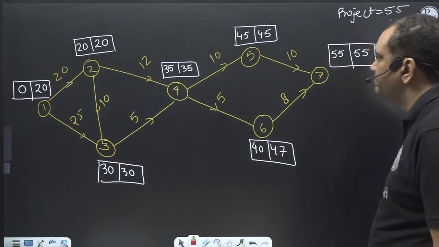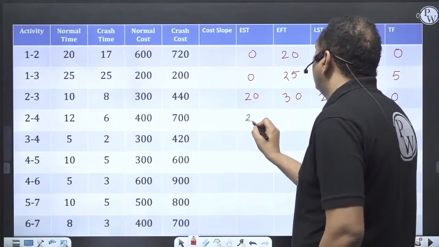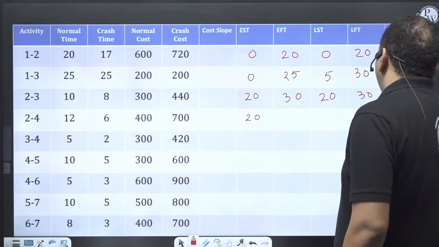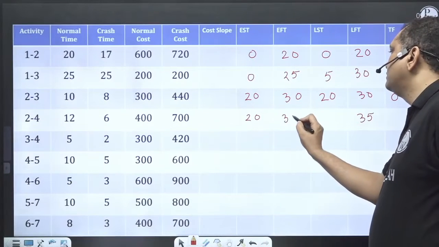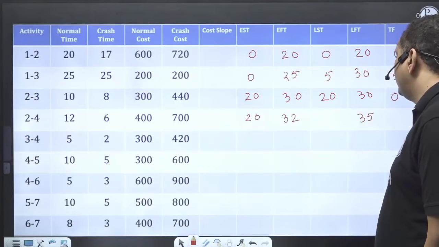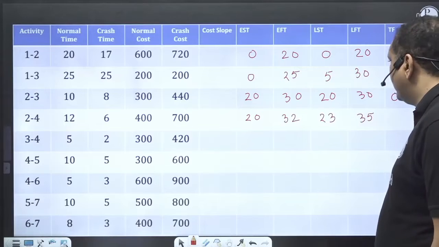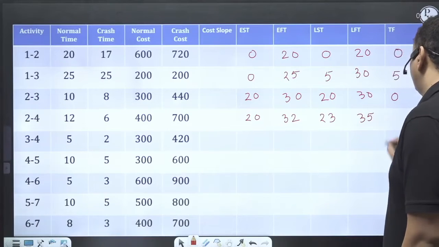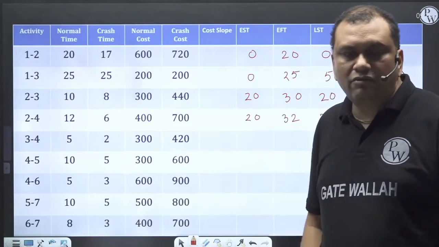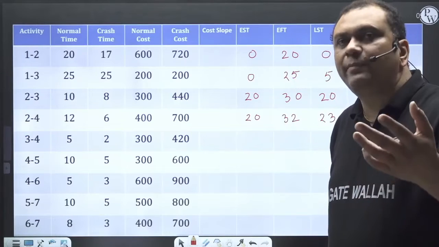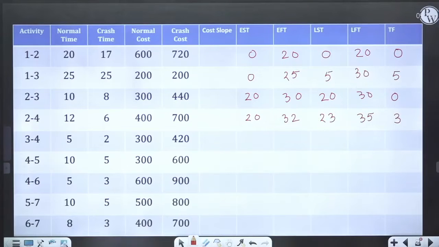Activity 2 to 4. 20 and 35. Tij is 12. 12 plus 20, 32. 35 minus 12. Correct? So here, total float will be 3. What I recommend to all of you is that you have pen and paper and do it on your own, just verify the answer, whatever I have given to you.